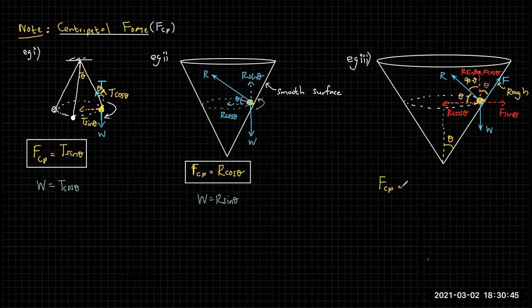What is the centripetal force here? R cos theta minus F sine theta. Because there is an F also in the same line. Don't forget that. Resultant of two forces or two components. Careful: R cos theta is towards the center, but F sine theta is exactly in the opposite direction. So you have to subtract that.